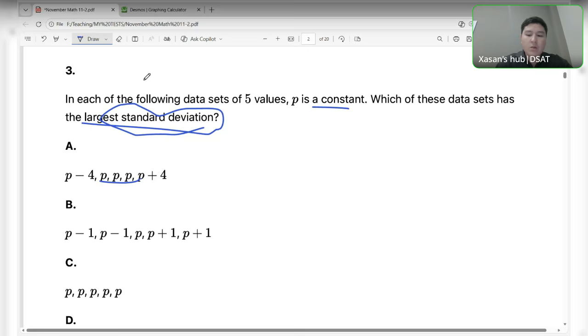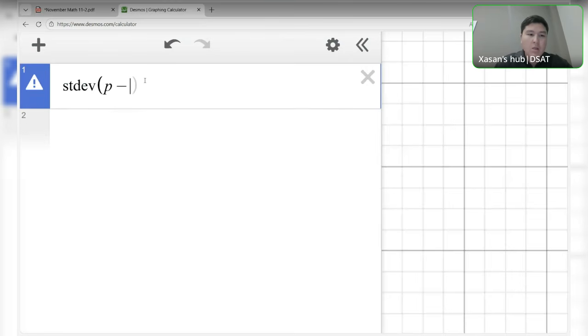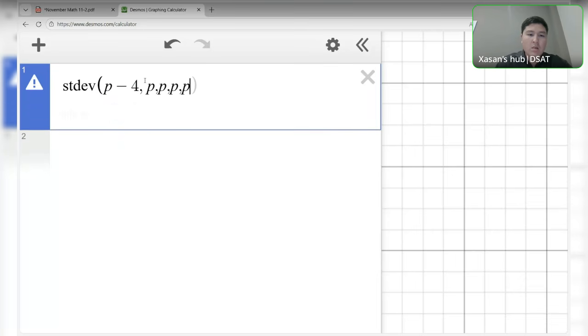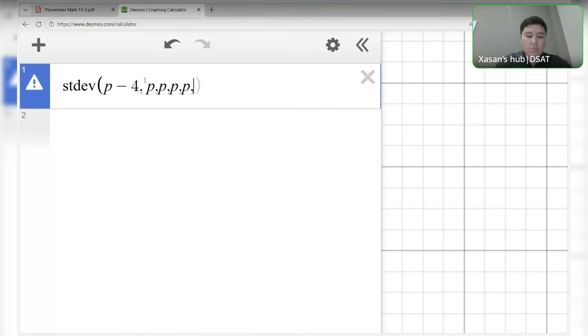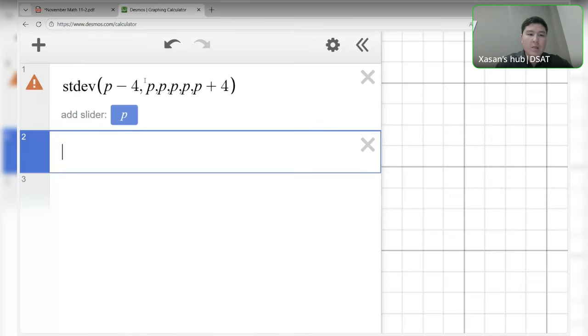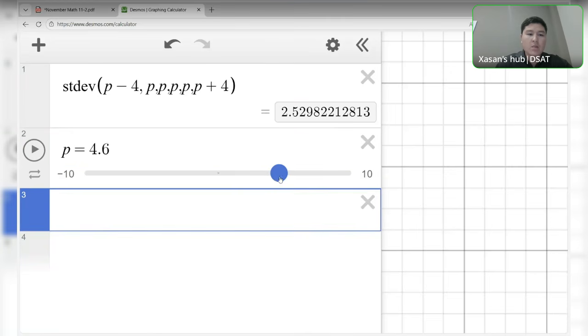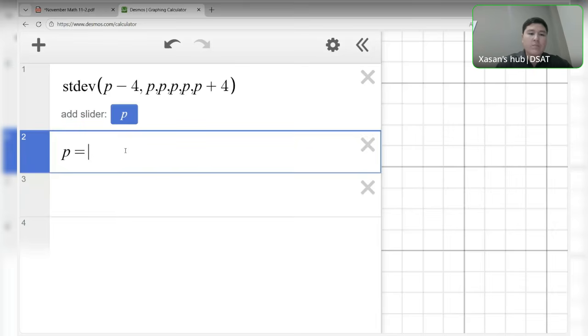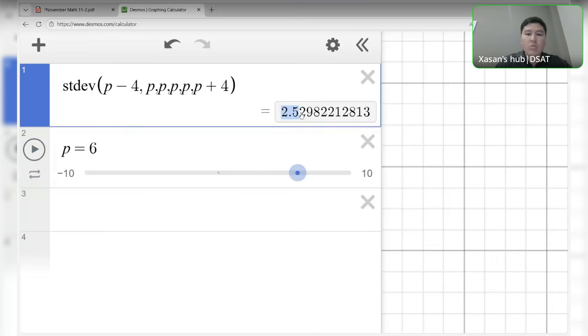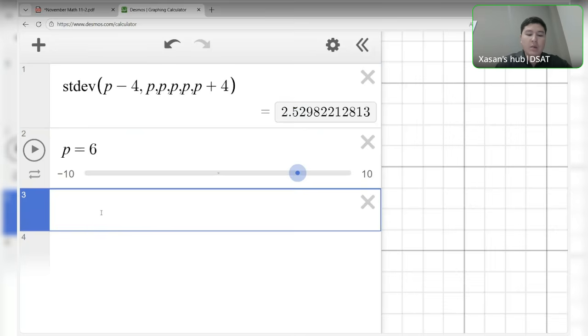And then the first one, P minus 4, okay? And we have 4P, so with a comma, okay? And the final one, P plus 4. And okay, I'm going to add, let's say P is 6. And then the standard deviation is 2.52 here in option A, and let's check option B.